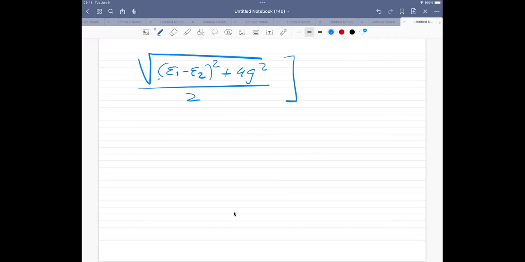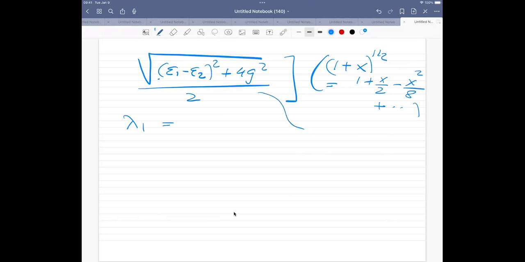And when you Taylor expand it, you get an answer which looks like lambda 1. So we are simply using 1 plus x, which is equal to 1 plus 1/2 of x, sorry, not x squared. Let me just set it up properly. Plus x half minus x to the power of 2 divided by 8 and plus, plus, plus. And in this case, we are defining x. So we're just writing out this x as 2g divided by epsilon 1 minus epsilon 2 squared.